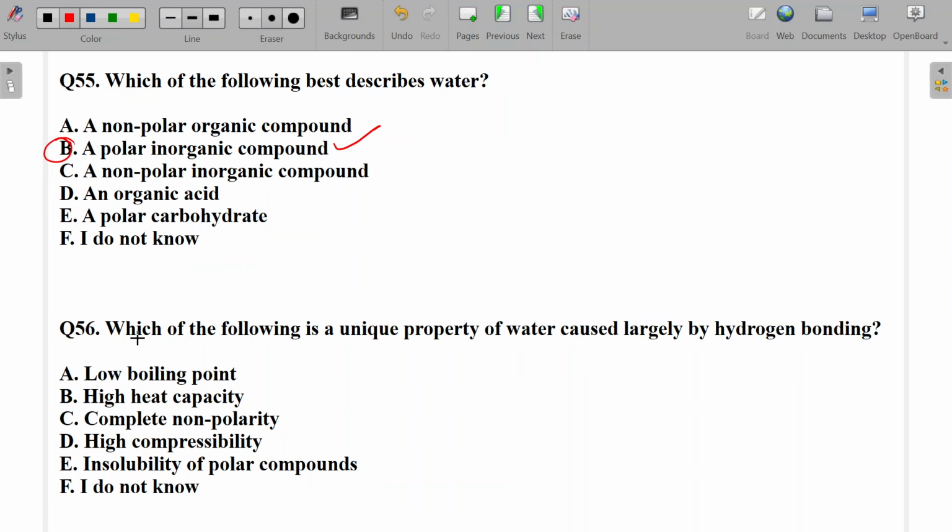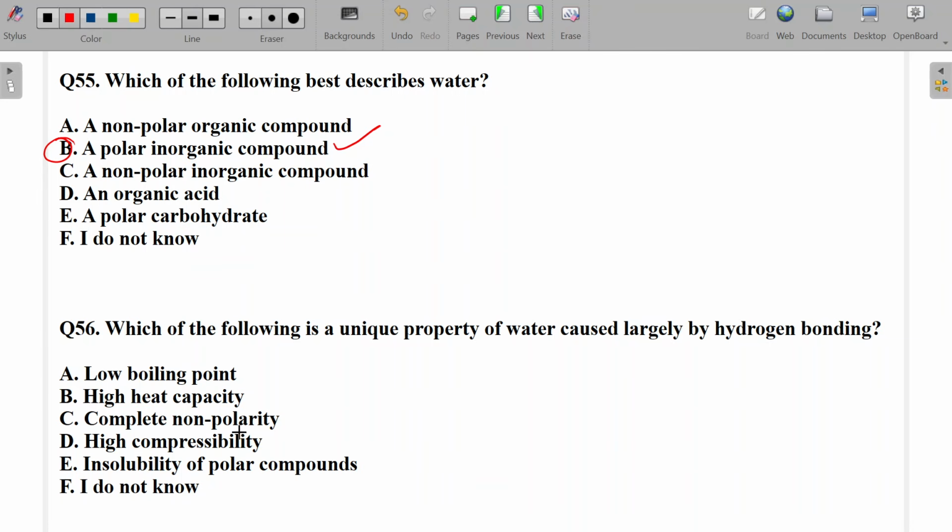Then question 56, which of the following is a unique property of water caused largely by hydrogen bonding? A. Low boiling point, B. High heat capacity, C. Complete non-polarity, D. High compressibility, E. Insolubility of polar compounds, F. I do not know.